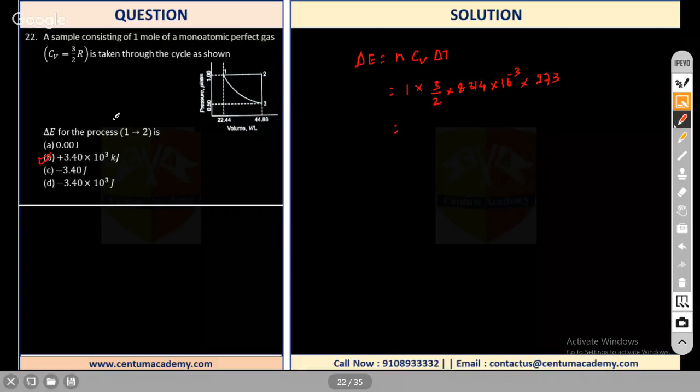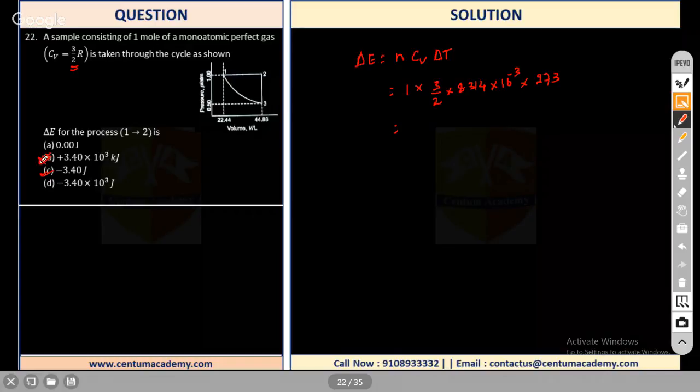3.4, what is that? Only 3.4 you are getting. Why so? See, delta T is temperature at 2 minus temperature at 1. That will be 546 minus 273, 273 only. 1 into 3 by 2 into R, because Cv is equal to 3 by 2 R. You see the formula we have here? Yeah, then it's 3.4 joule. It's fine then. Yeah, this is correct actually.